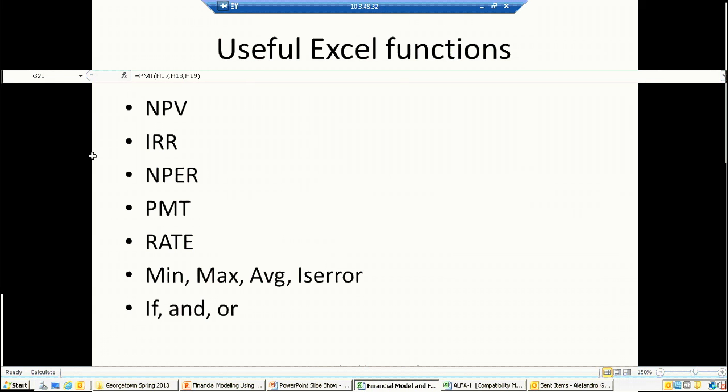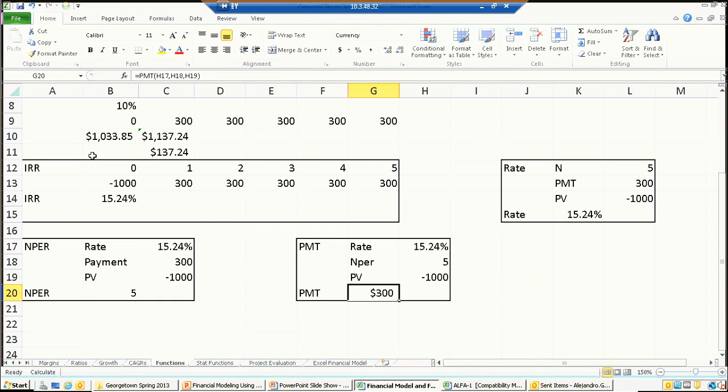Okay, and for those functions, it applies exactly the same. If you're starting your project today, you're not discounting your first cash flow. You take it out of the equation. If you're starting a year from now, then you include it in the discounting range in Excel. Okay.